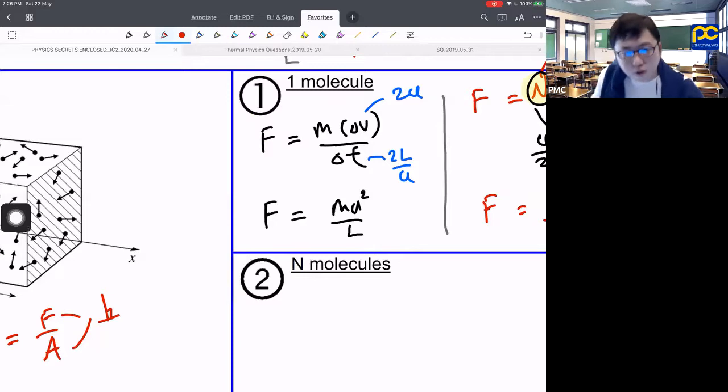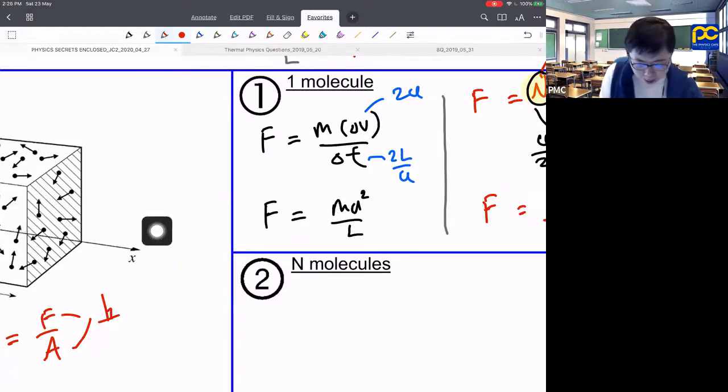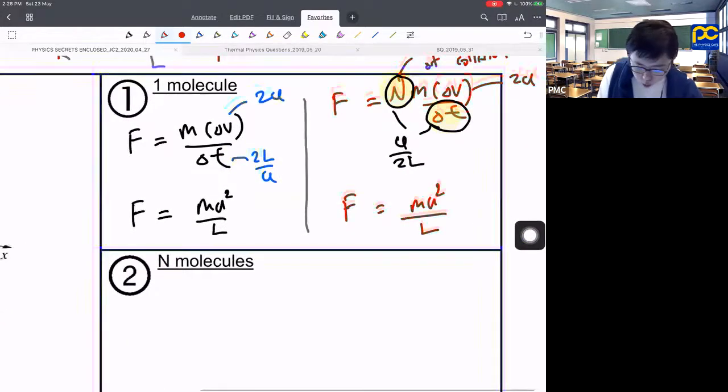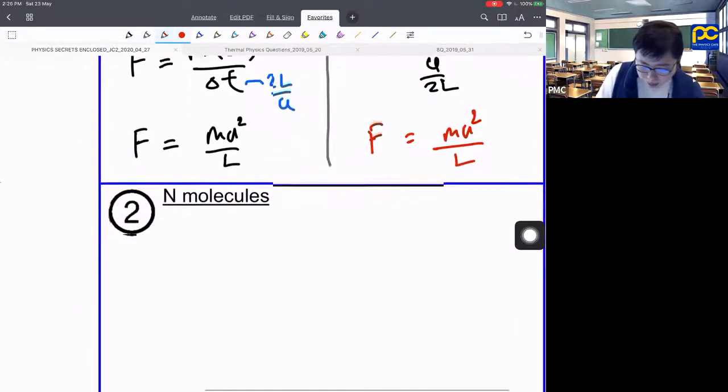It has already taken that into account. Just that you may not be able to see it if you use this method. But you will see that I actually take that into account. Mu squared over L. So what should I do? Let's say I want to find the force by n molecules.